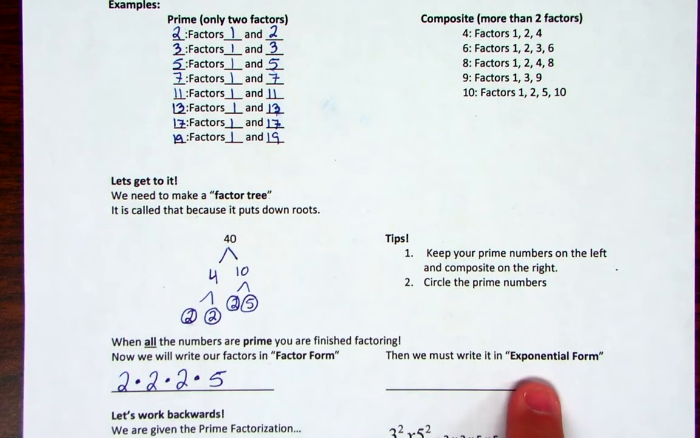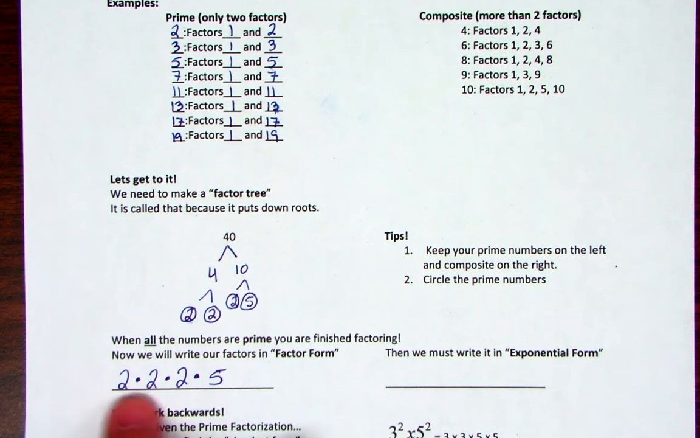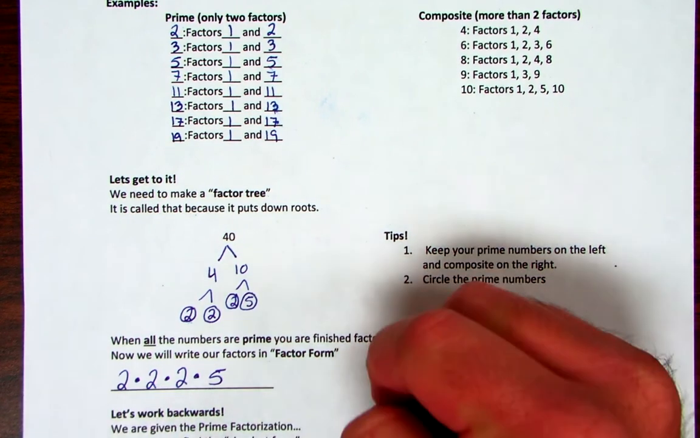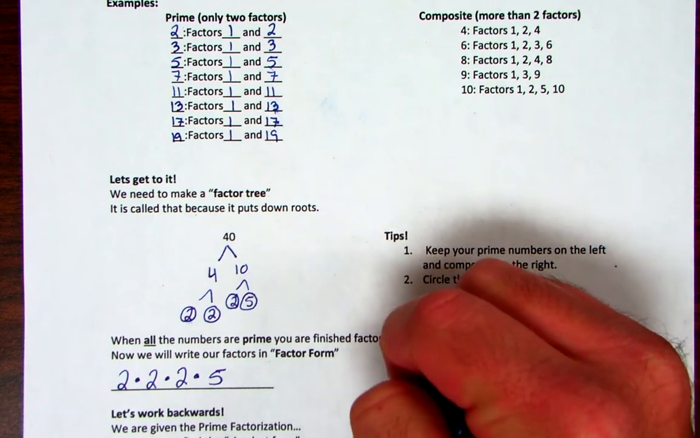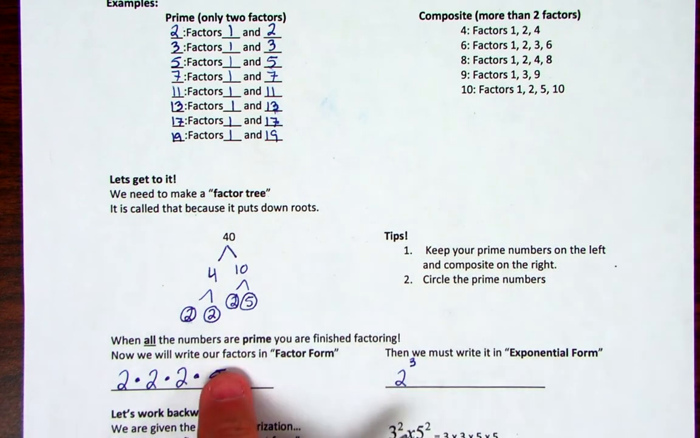Now write it in exponential form. Well, how many 2's do you have? How many base 2's do you have? Well, my base here is 2, and I have 3 of them. But Mr. Nolan, I also have a 5.